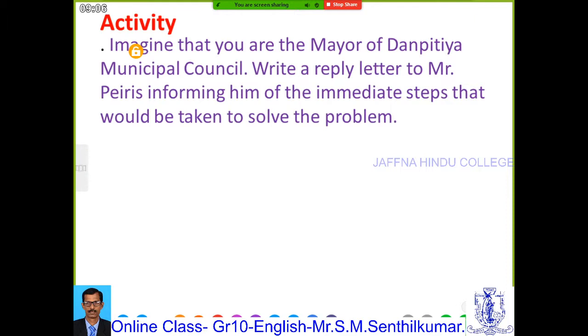You are in the textbook. Imagine in your textbook the fourth activity. Imagine that you are the mayor of Dehiwala Municipal Council. Write a reply to Mr. Pires informing him of the immediate steps that would be taken to solve the problem. Now this activity comes under the reply for the complaint letter. Reply letter. This is another text.